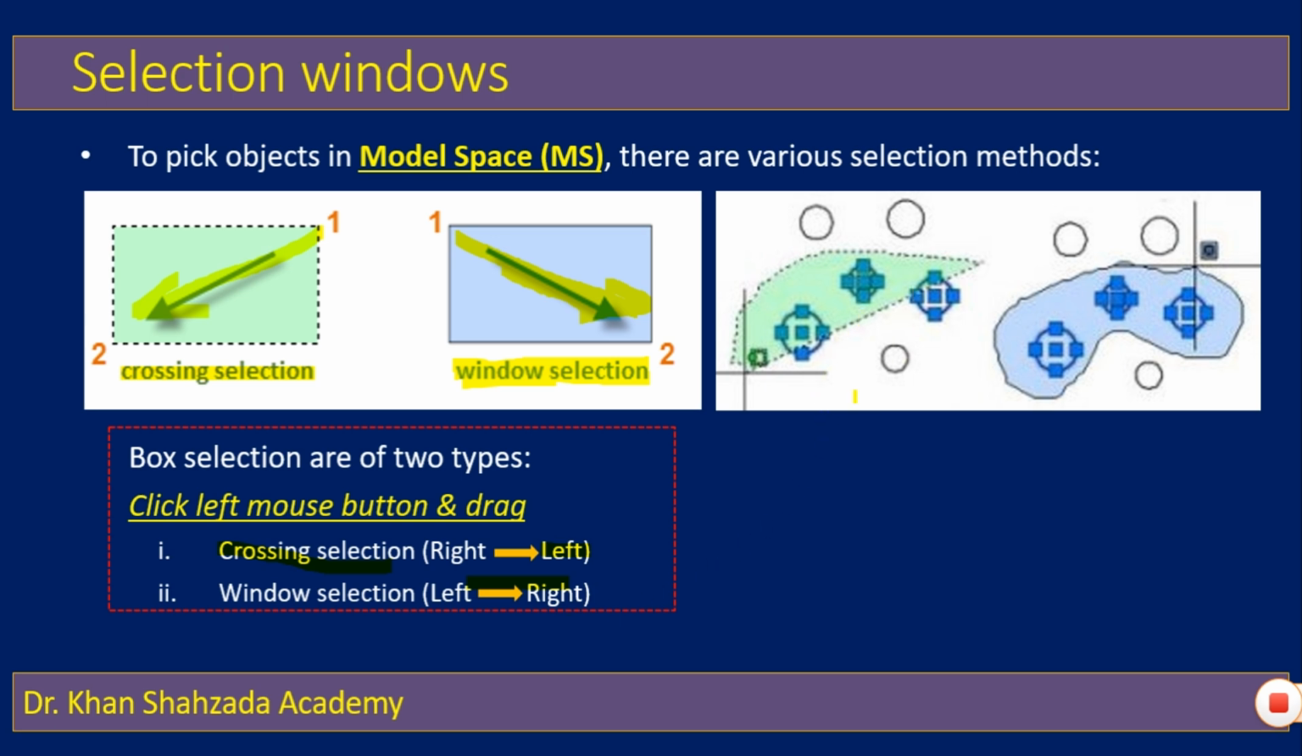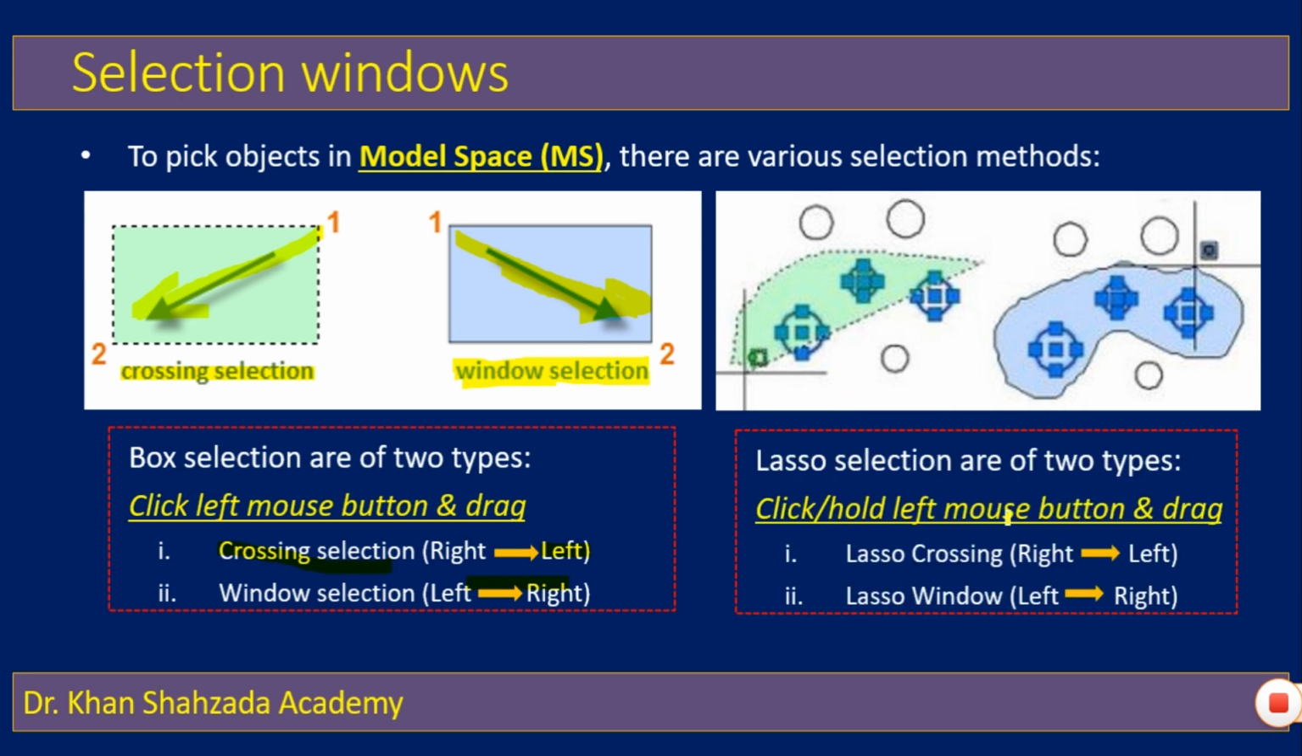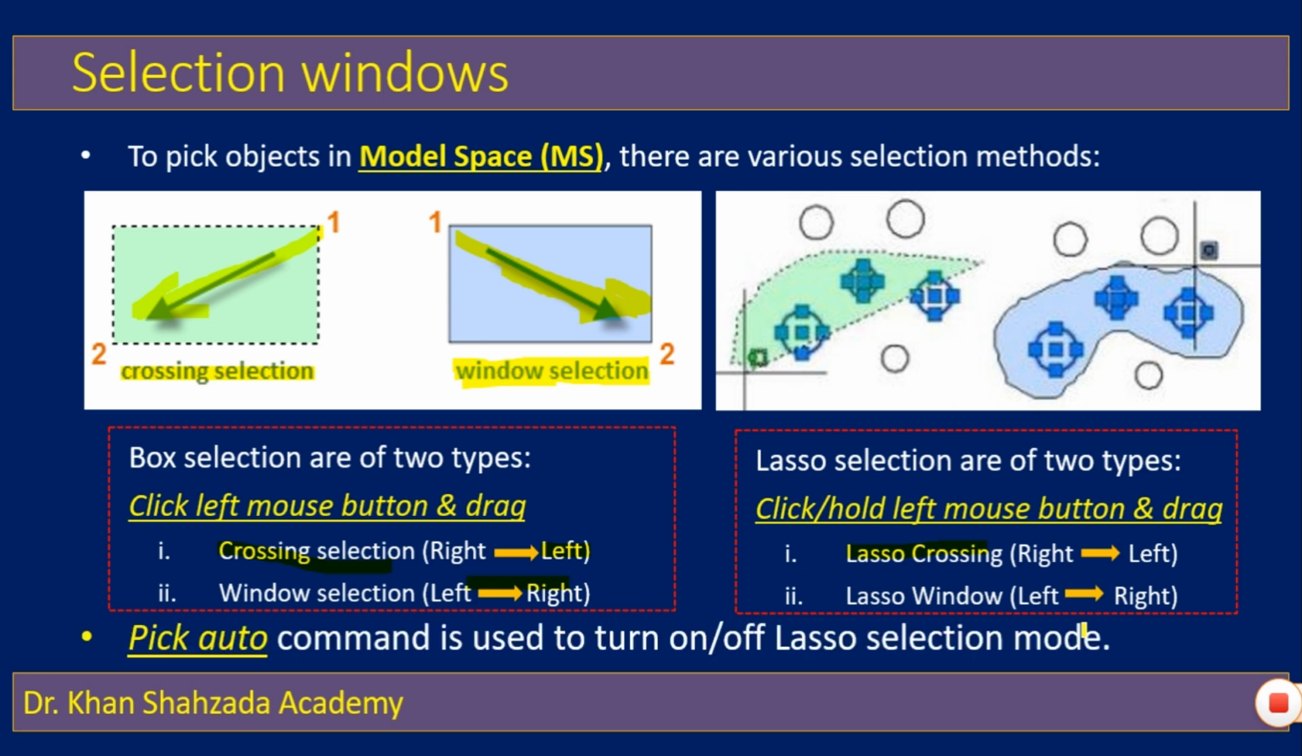This is another type of selection which is known as lasso selection. In lasso selection, we also have two types. Lasso crossing selection, in which you click on the right side of the object and then drag your mouse to the left side. However, in lasso window, you click on the left side and then drag your mouse to the right side. The PICKAUTO command is used to turn lasso selection mode on or off.